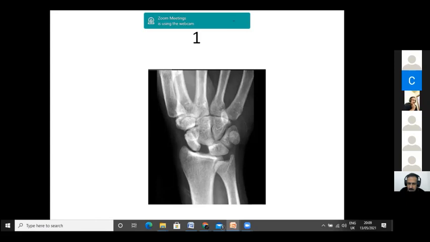So what do you mean by Terry Thomas sign? Actually, he was a comedian in the American series who had a missing middle tooth. On that basis, they started calling it the Terry Thomas sign.